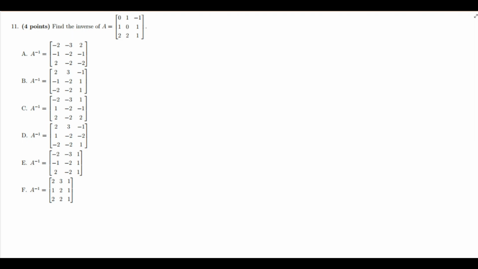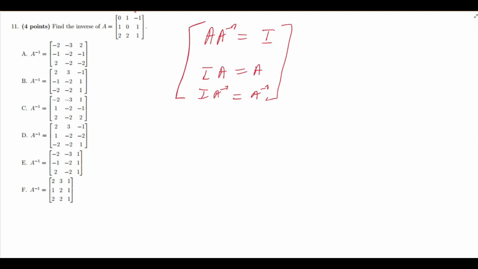Now there are certain properties we need to know when dealing with the inverse of a matrix. We know that if you multiply a matrix with its inverse, you're going to get the identity matrix. And if you multiply the identity matrix with any matrix, it's going to give you that matrix, meaning the identity matrix with the inverse will give you the inverse. So these are very interesting properties we need to know, and once you have this in mind, you can easily compute the inverse of the matrix.